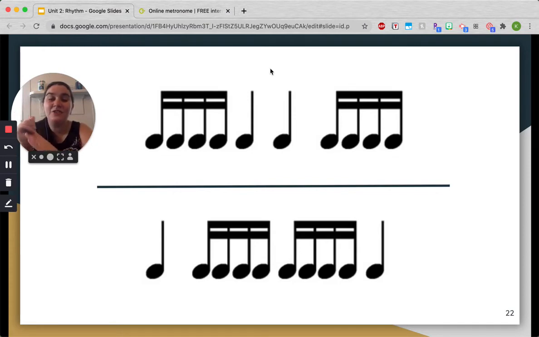All right? Let's try the whole first line. All right? 1 and 2 and ready, go. Tika, tika, ta, ta, tika, tika. Let's try it with the metronome.